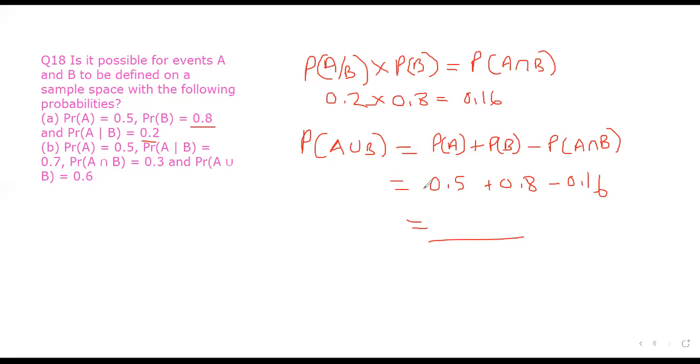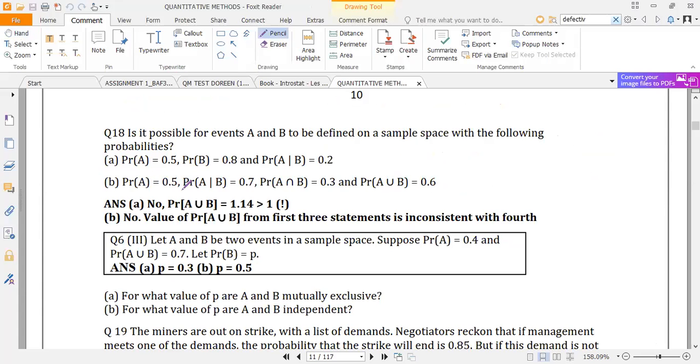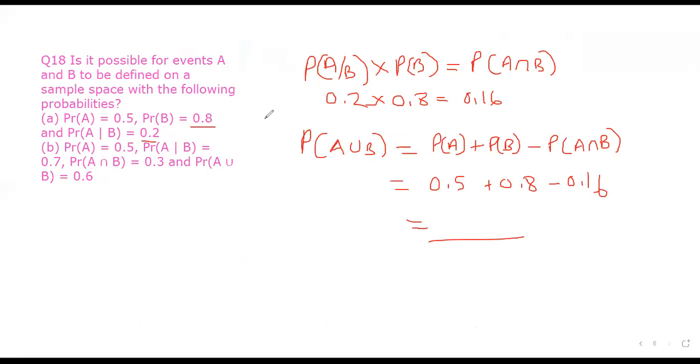I think it's exceeding 1. What are you getting? 1.14. So according to our solutions here, we're having 1.14, which is more than 1. So we should never have a probability more than what? 1. So our conclusion is that that sample space does not exist. Okay. So that question is not asking you to find the answers, it's asking you to appreciate the formulas.